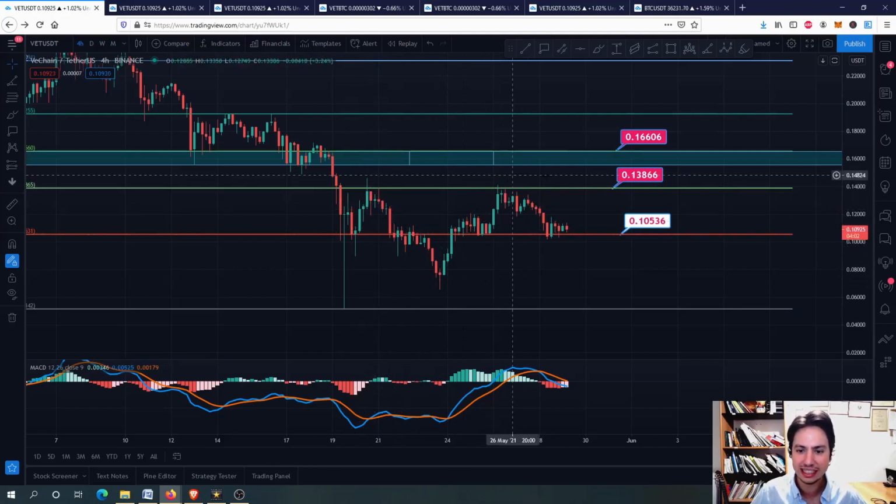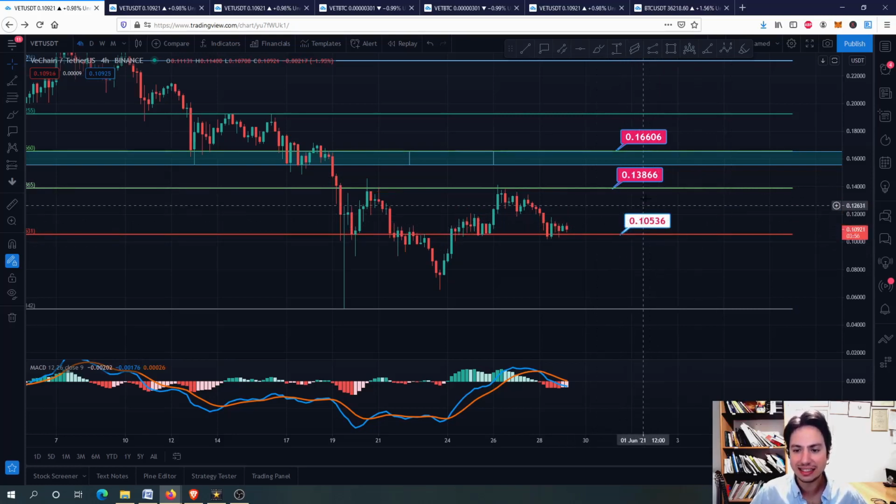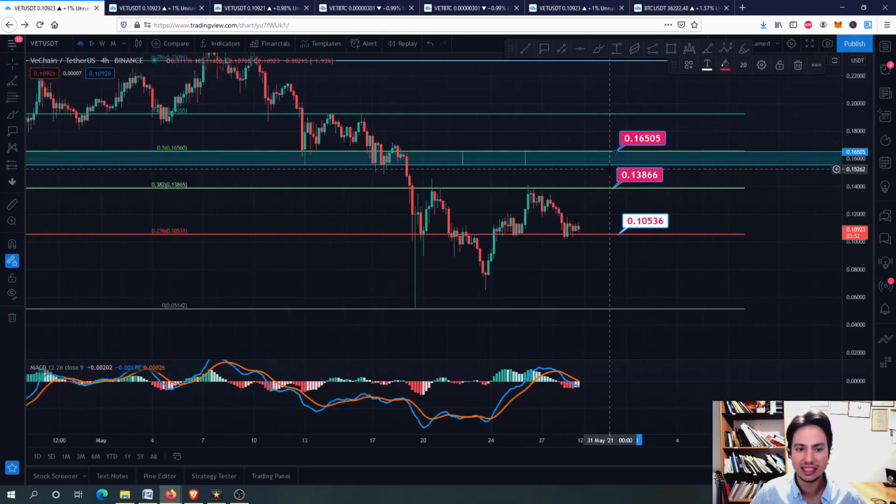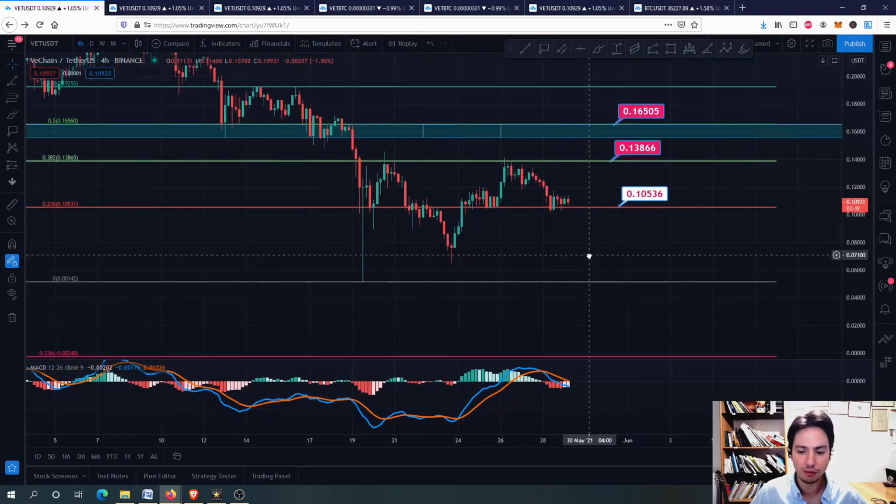Of course, you can see that we found resistance, a double top here at 14 cents, and now we want to stay at 10 cents. We have the 15 to 16 cents as our major resistance level for the very short term.